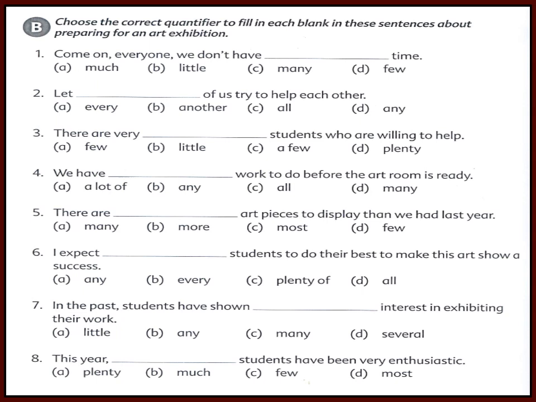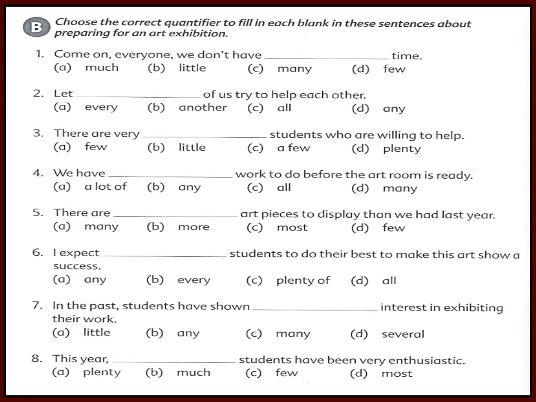Now I can give you the explanation: every we use when we discuss the noun as a group. The previous point says this, right? So come on everyone means maybe there is a group of children and we are calling all the children as a group. That's why we have used come on everyone, not each one. We don't have dash time. Now, we don't have much time, little time, many time, few time. First of all, we don't have little time. This is absolutely wrong, right?